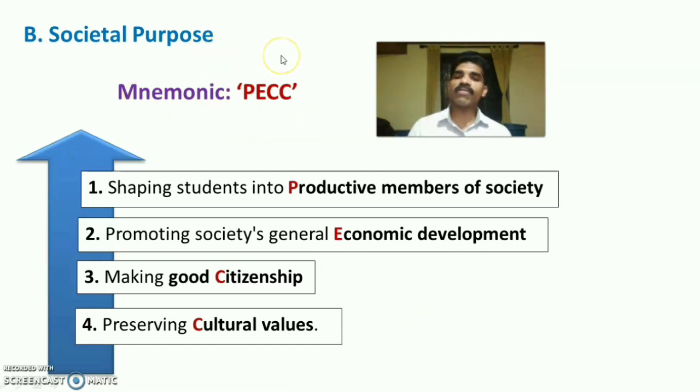So the societal purpose of education includes shaping the student or individual into a productive member of society. Then the second purpose is promoting society's general economic development, then making a good citizen, and the last one is preserving the cultural values of the society. So these are the four important societal purposes of education.